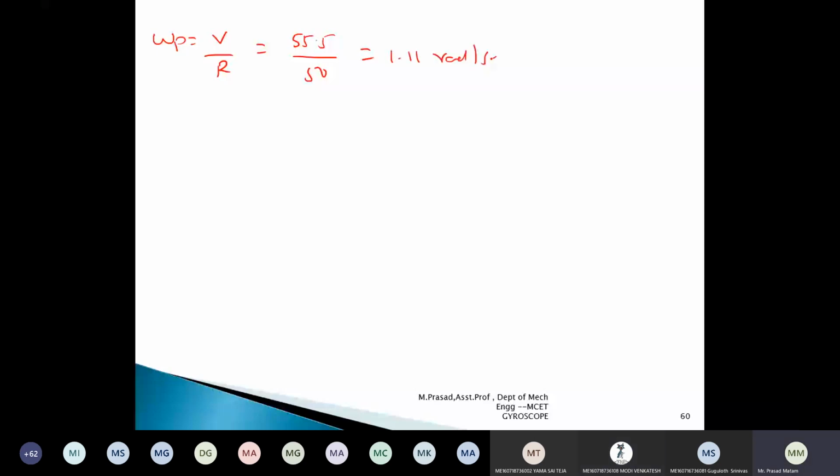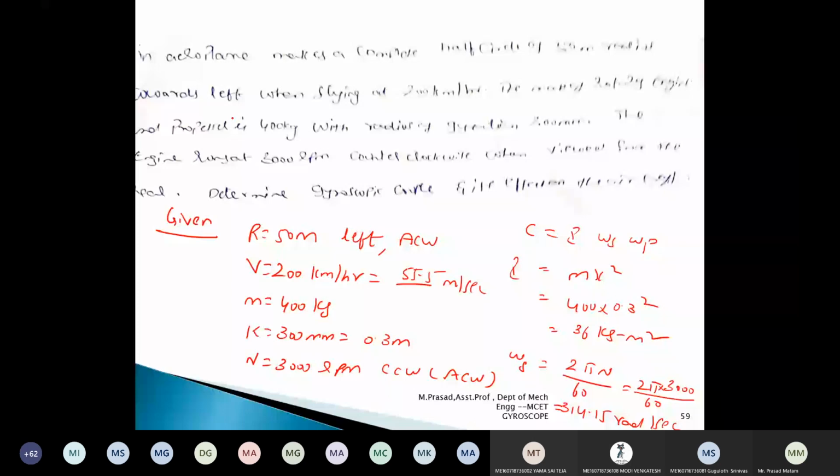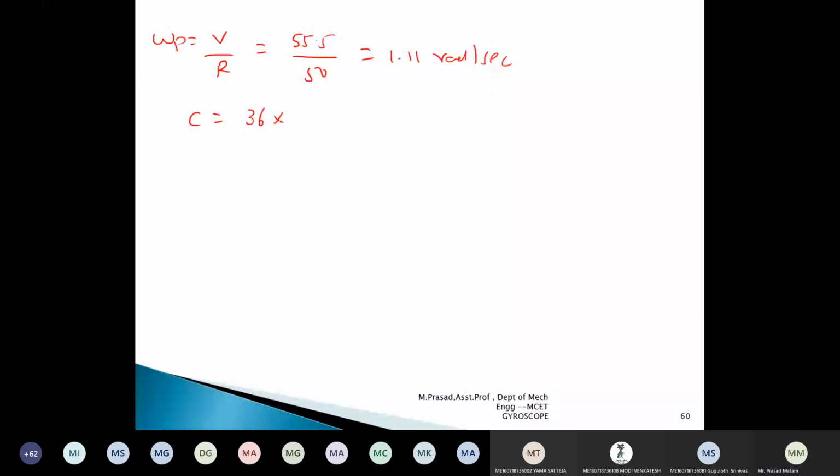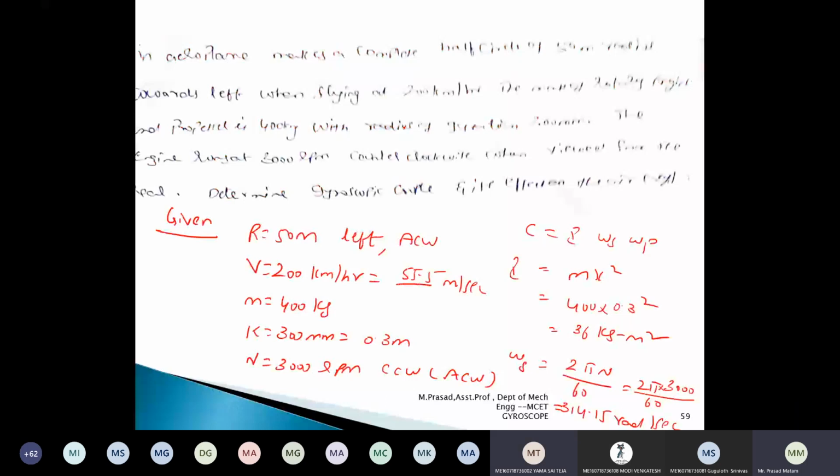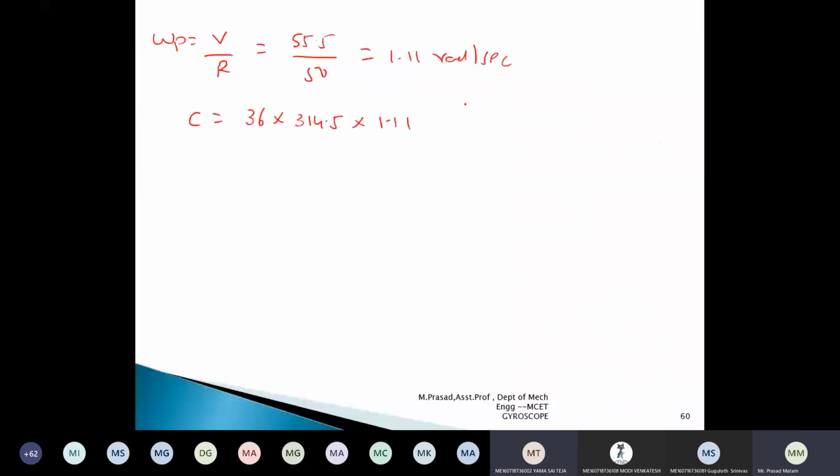Now try to find out the couple. See what I am getting? I is 36, into omega s, 314.15, into 1.11. That is 12.5 kilonewton meter. This is the couple you are getting.